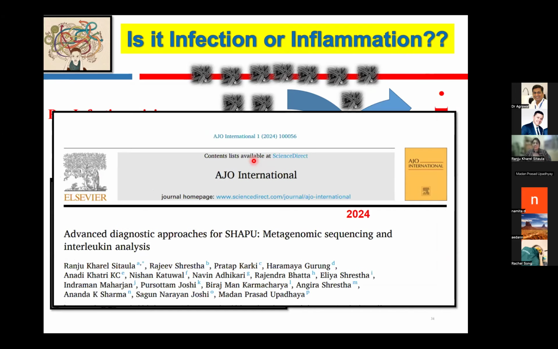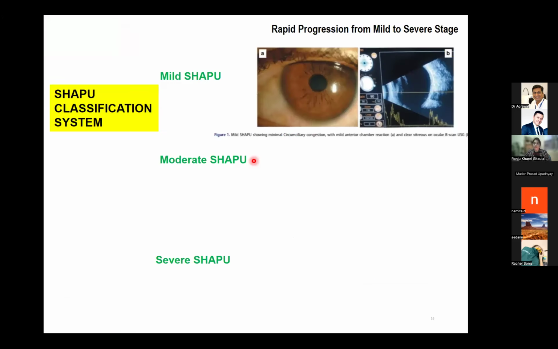So we had recently published our paper on advanced diagnostic technology in SHAPU, where we mentioned both of these results. Now, one of the biggest lacunae in this SHAPU journey was the absence of a classification system. So after 46 years of its first identification, we could develop the SHAPU classification system. We developed it as mild SHAPU, where there is very minimal inflammation. It looks like a normal eye. The anterior chamber has very few cells, and the vitreous is also relatively clear.